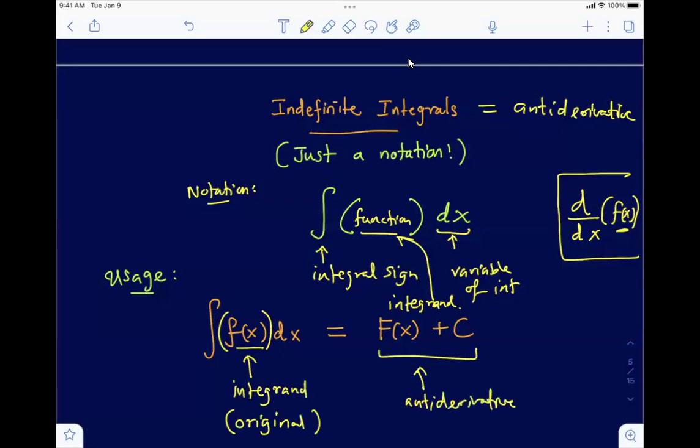So simply what we're trying to have here is, other than saying "given this function, compute the antiderivative," we're going to just put it to this symbol and everybody knows what we're talking about. Now, a quick example.